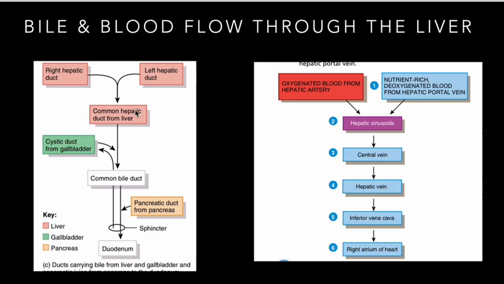Again, hepatic means liver. So the common hepatic duct is coming down from the liver. The cystic duct is going to join that. So cystic means gallbladder, or kind of little sac, really. So the cystic duct is going to join in from the gallbladder to the common hepatic duct, and they're going to form now the common bile duct, because the common bile duct is going to have bile in it from the gallbladder and the liver.